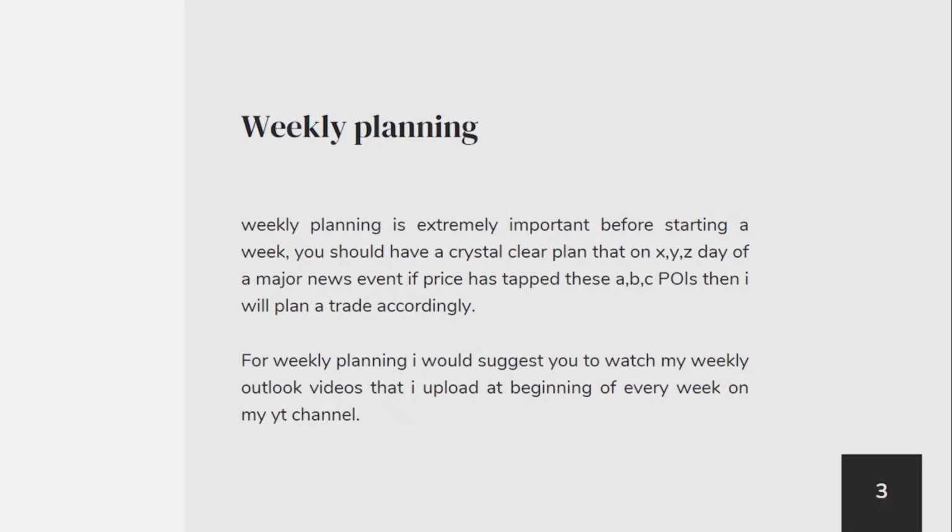Weekly planning. The first aspect is weekly planning. Whenever you are entering a new week in a market, you should have a clear idea of what you are going to anticipate in the upcoming week. If you are not able to anticipate what's going to happen, just take a brief note of what nearest POIs we have, what weekly POIs, what daily POIs are present close to us, and what the economic calendar is saying, on which day major news is coming. So on that day, if price goes into that POI, you can be more aware.